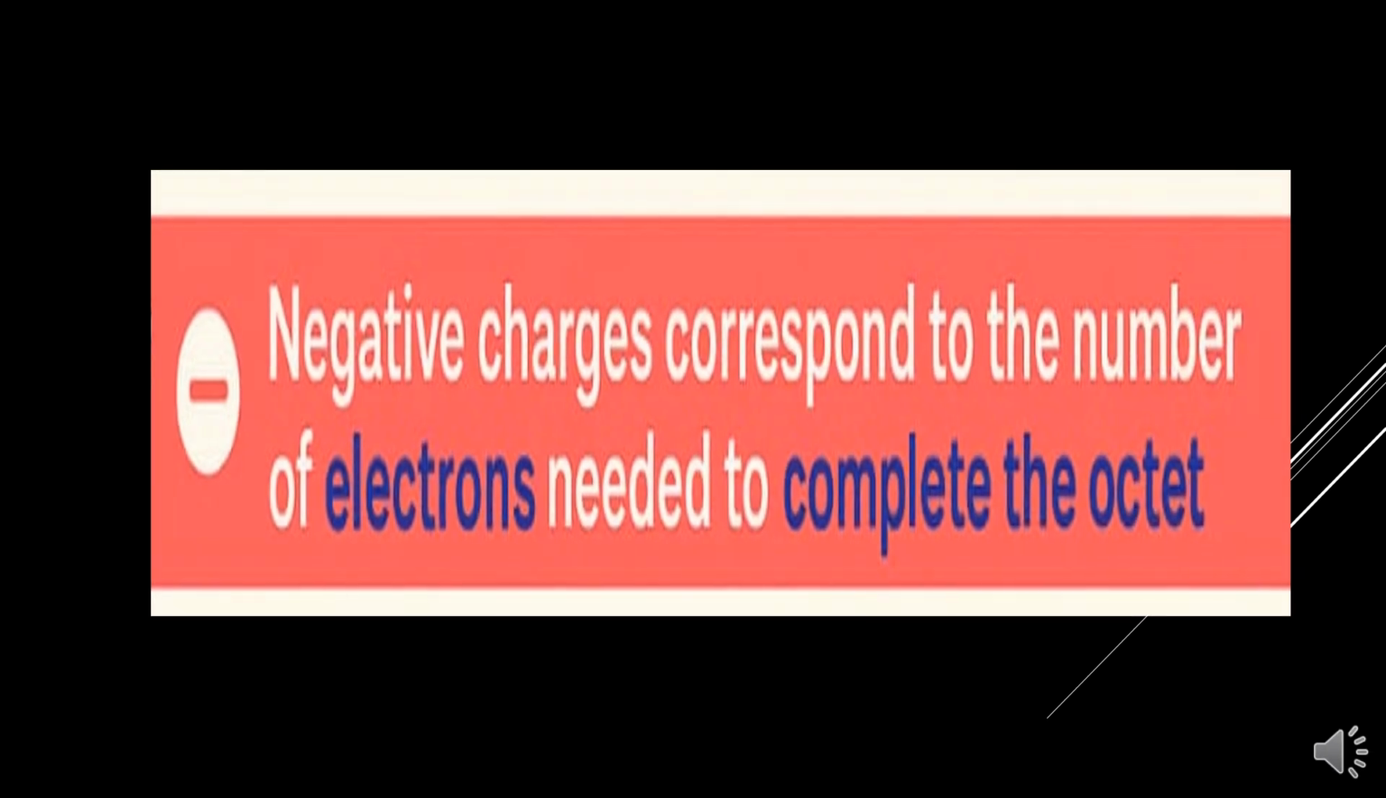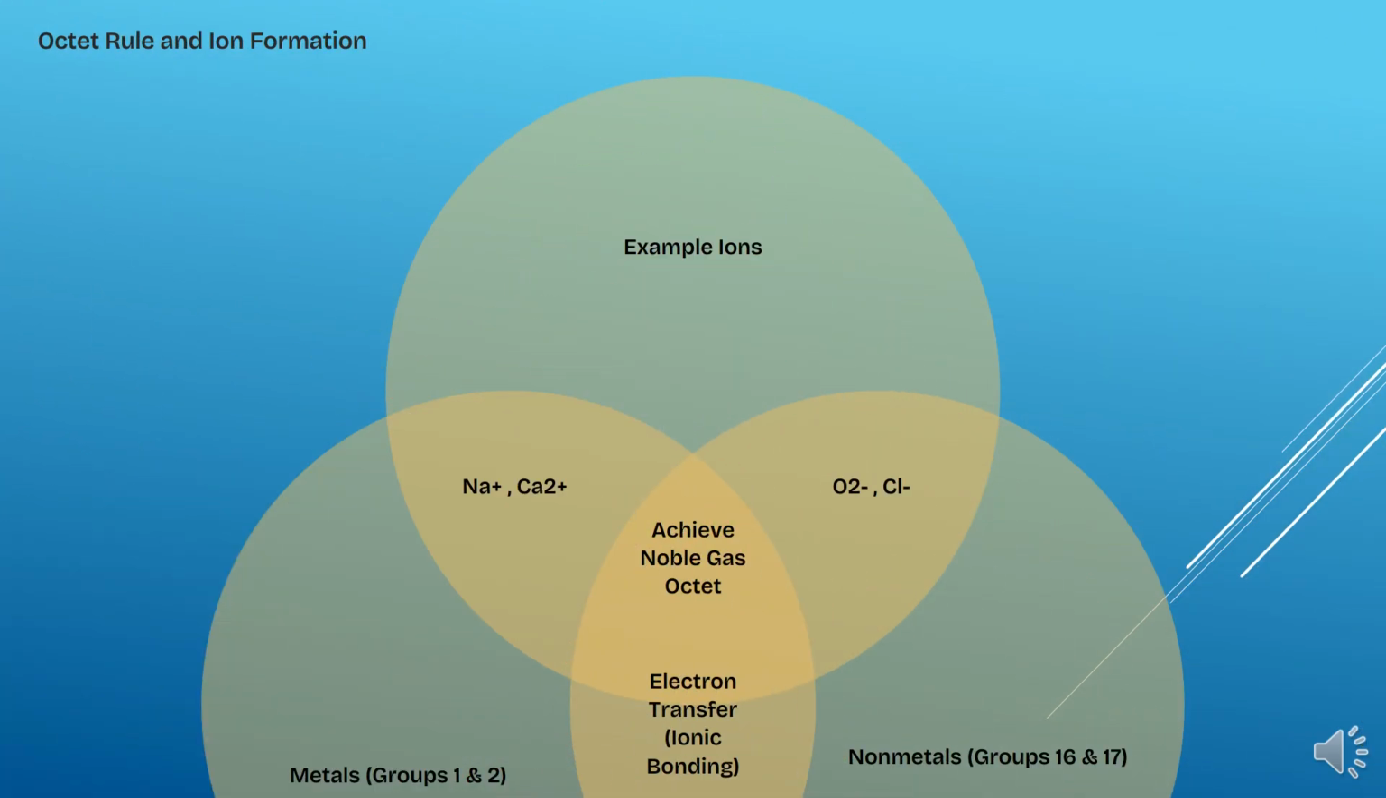So dear students, negative charges correspond to the number of electrons needed to complete the octet. Dear students, whether metals or non-metals, they all make cations and anions to achieve noble gas configuration by obeying either duplet or octet rule. The transfer of electron forms one of the most important kind of chemical bond, that is ionic bond, which is formed between metals group 1, 2, 3 and between non-metals group 16 and 17.